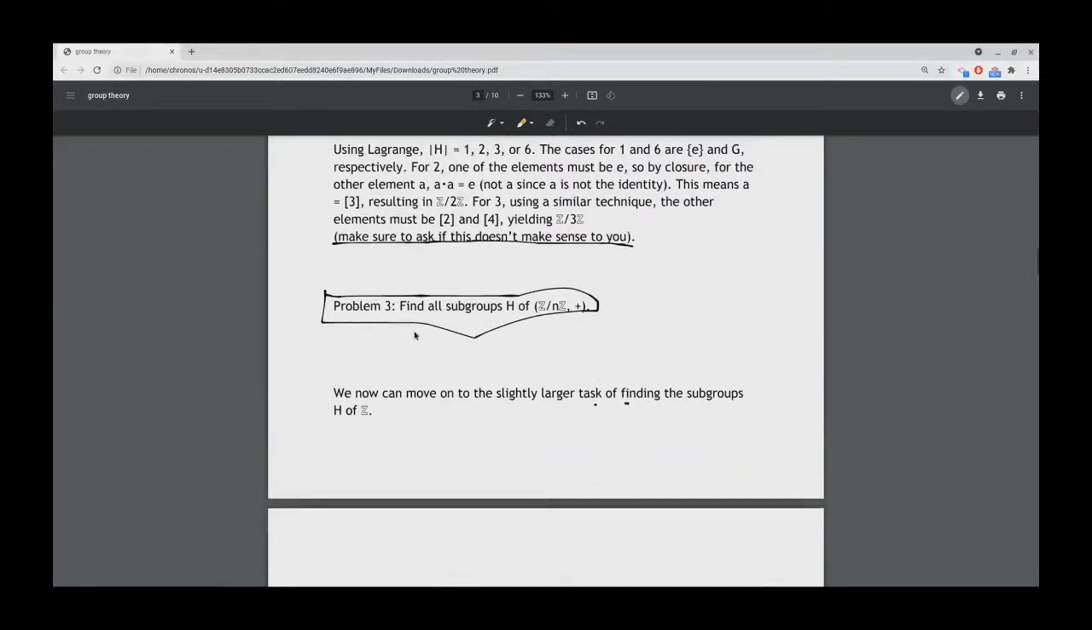So the solution to this should be that it's just Z over, which letter do I use? How about q. Z over qZ for any q that divides n. And of course, you also have to tack on just the E.